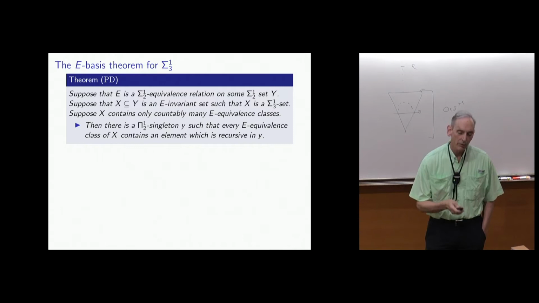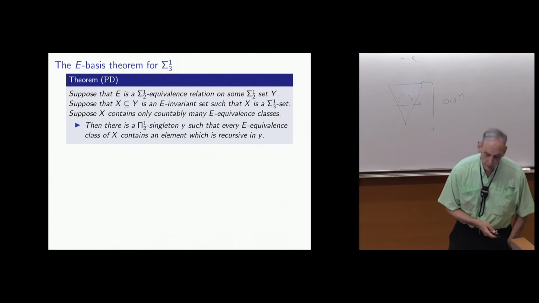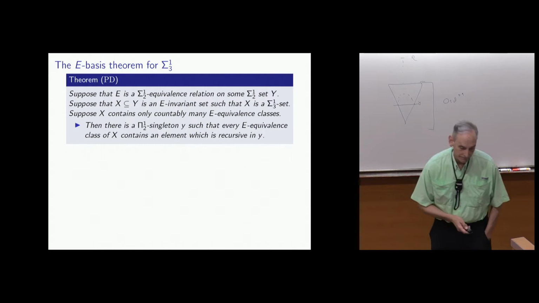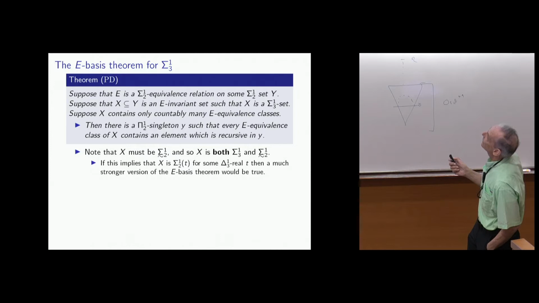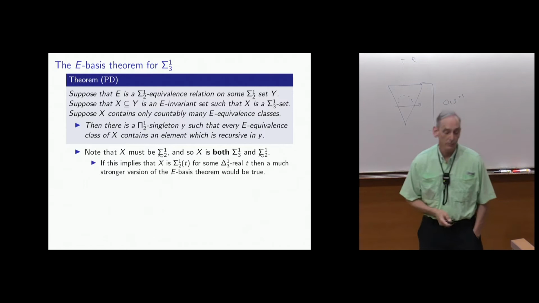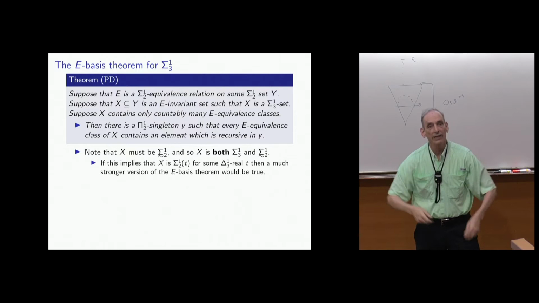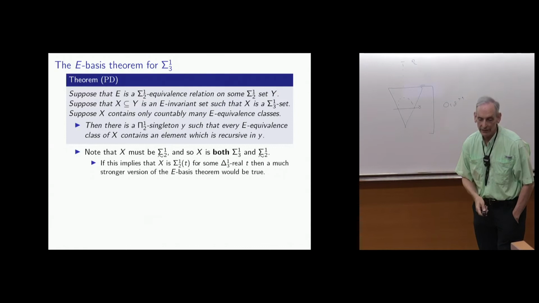So for those of you familiar with fine structure, this proof uses M1, and it uses both the extender algebra and the stationary tower. All right. Now, you might say, well, maybe there's a simpler way to do this. Notice that X has to be bold-face Σ¹₂. So X is both light-face Σ¹₃ and bold-face Σ¹₂. So you have a complicated light-face set with a simpler bold-face definition. Well, maybe that just implies X is Σ¹₂ in a real T, which is Δ¹₃ definable, and that would easily give the E basis theorem.